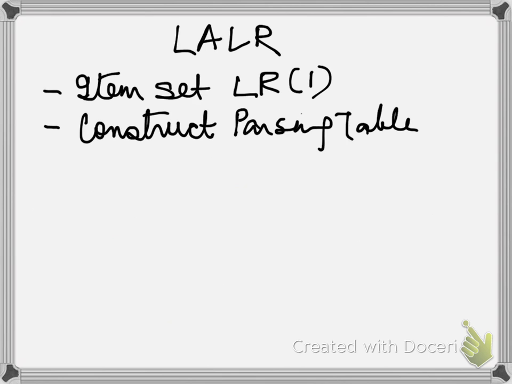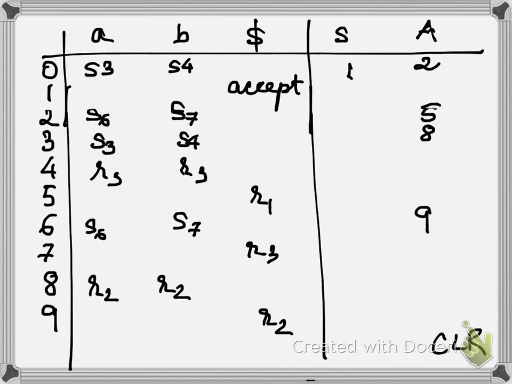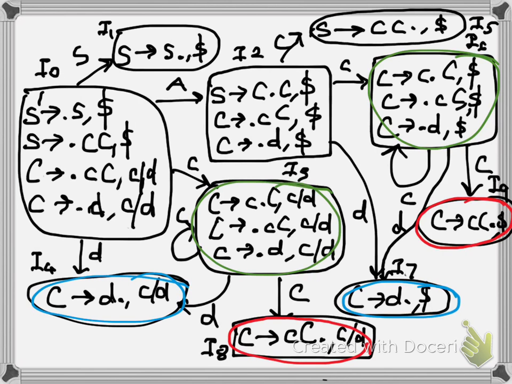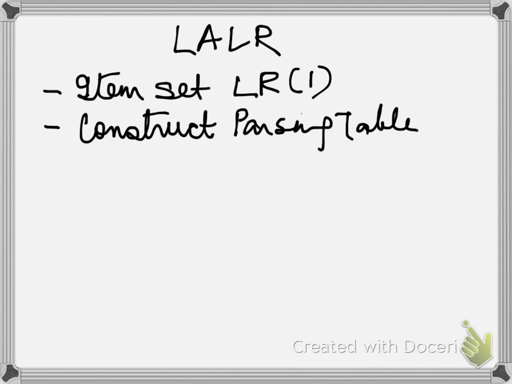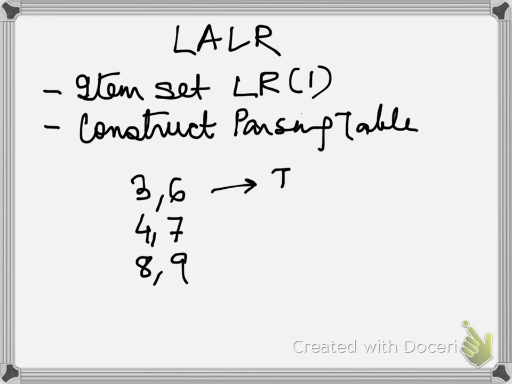So we saw that states 3 and 6 are the same, 4 and 7, and 8 and 9. So these states are the same, and we'll see how we can combine them together. So 3 and 6, we can combine together and get a particular state I36. Similarly, 4 and 7 we can combine and get the state I47. And I8 and I9 we can combine to get I89. And what will be these sets?